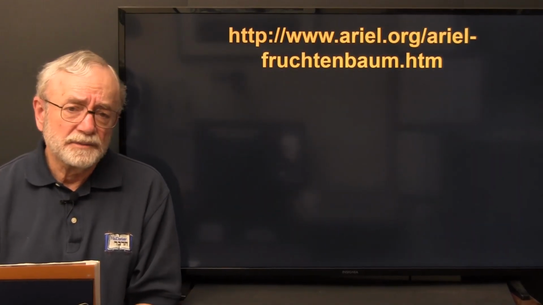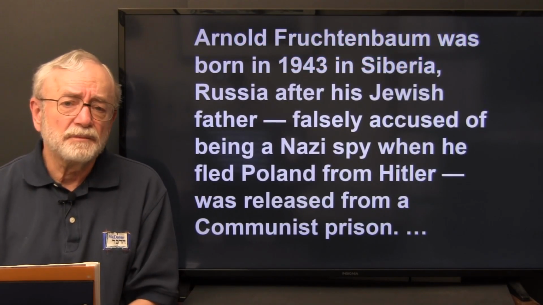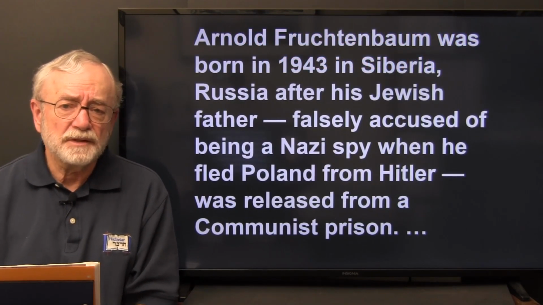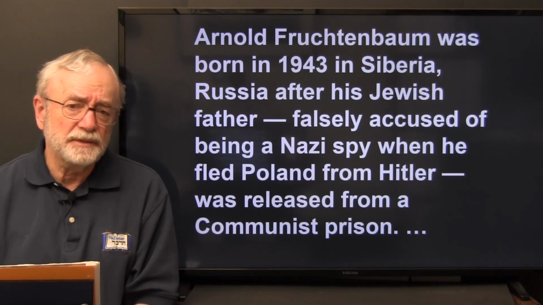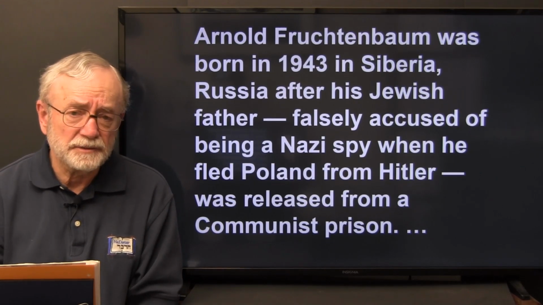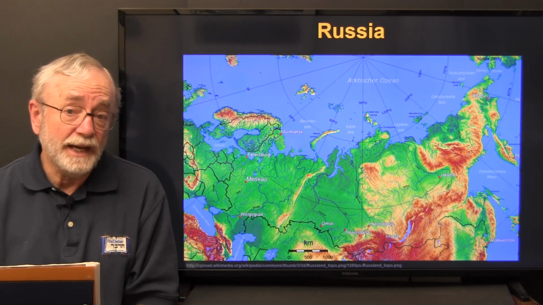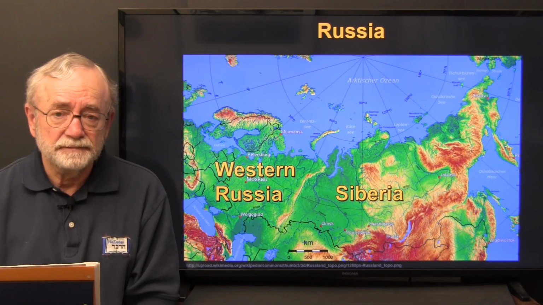Now, on the Ariel website, you'll learn more about Arnold's testimony. Arnold Fruchtenbaum was born in 1943 in Siberia, Russia, after his Jewish father, falsely accused of being a Nazi spy when he fled Poland from Hitler, was released from a communist prison. And so Russia is divided by the Ural Mountains into two halves, Western Russia and Siberia.